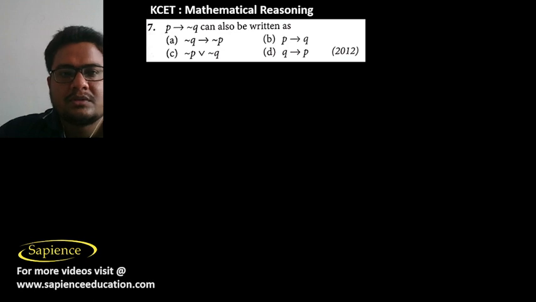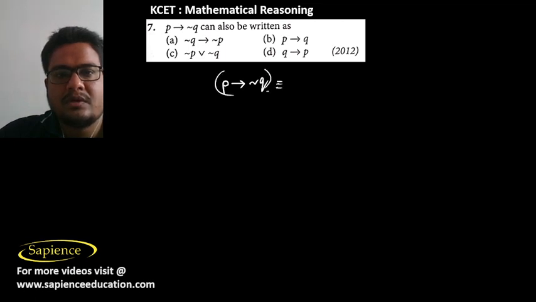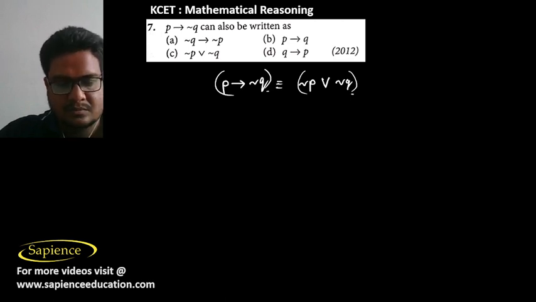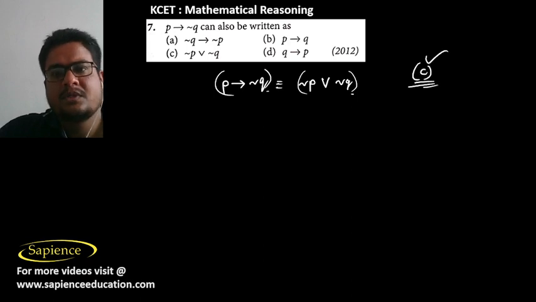Then in question number 7 it is told, if P then not Q. This can be also written as, so this is equivalent to not P or not Q. So option C is the correct answer.